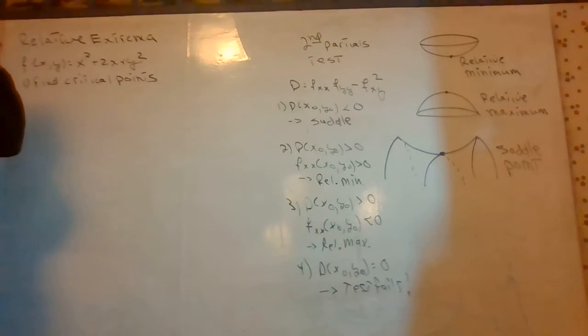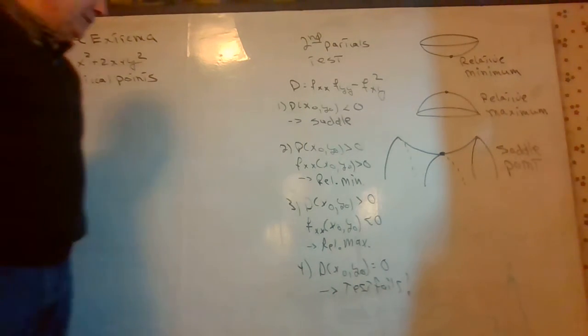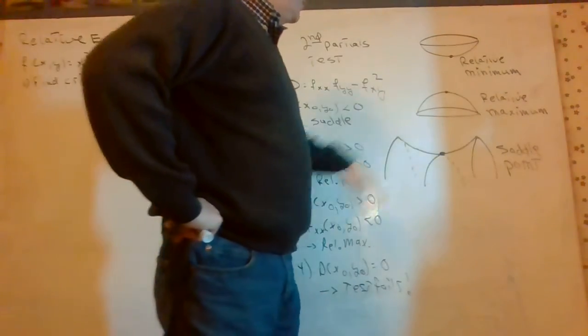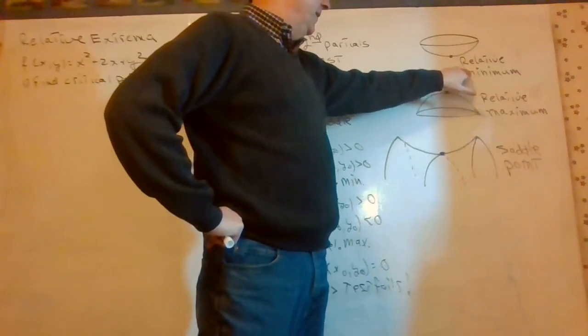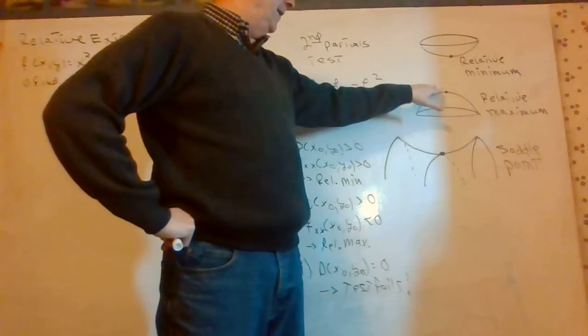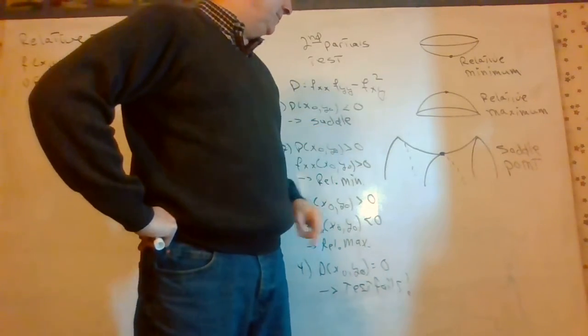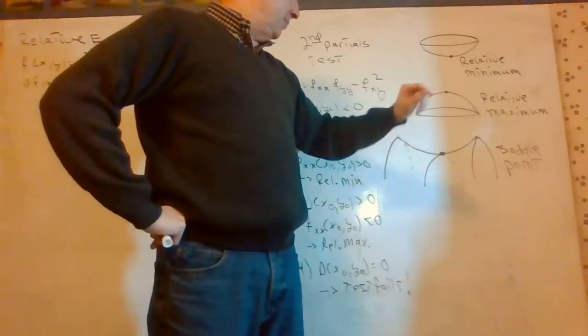To talk about relative extrema today. There's three types of relative extrema. Here we're at the bottom of a surface, that's a relative minimum. Here we're at the top of a surface, that's a relative maximum. And here there's a saddle point.